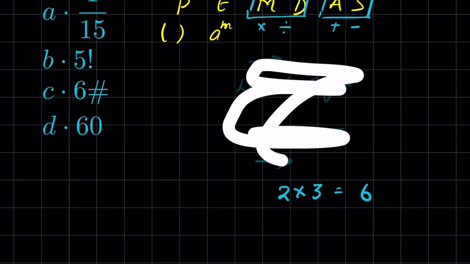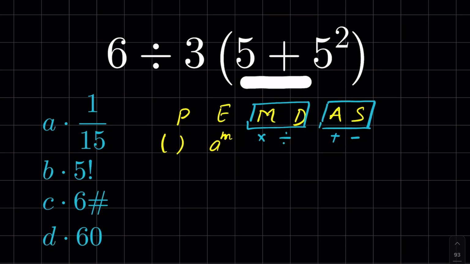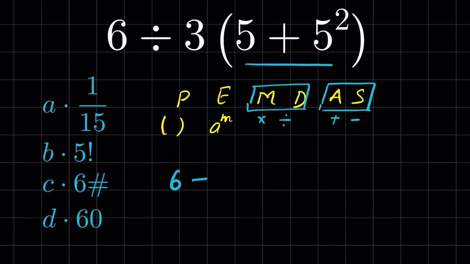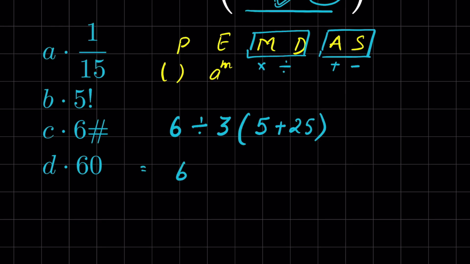Now here in this question, first we will do the parentheses. So it will be 6 divided by 3, and within the parentheses you also have to follow the rule of PEMDAS. So we will have to do the exponent part first before the addition. So 5 squared is 25, and 25 plus 5 is 30. We can remove the bracket here. When you remove the bracket and there is no sign, it means there is multiplication. So it is 3 times 30.